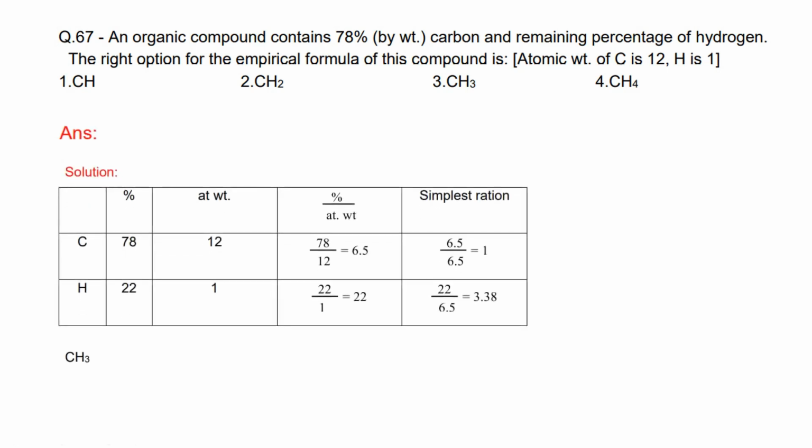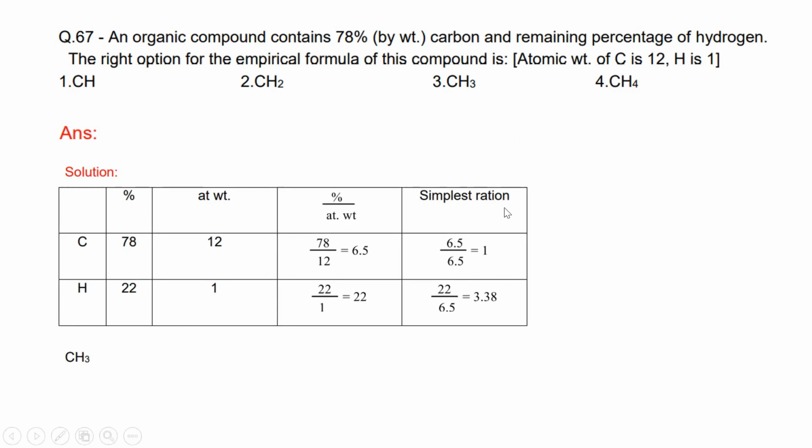So here is the calculation. Carbon percentage 78 is given, so divided by 12, it will be 6.5 we are getting. And hydrogen remaining, that is 22%, with atomic weight 1, so 22 by 1. The smaller number is 6.5, so we'll divide both by 6.5. So 1 and 3.38, so 1 is to 3. That is the ratio of carbon and hydrogen there. So that is there in option 3. Correct answer is 3 for question number 67.